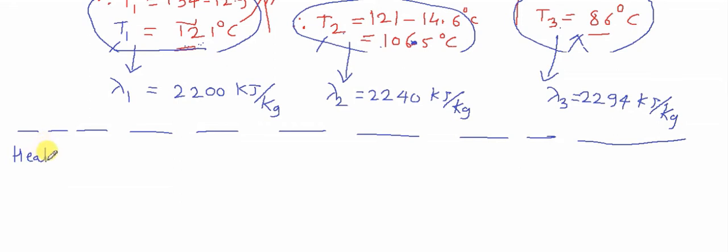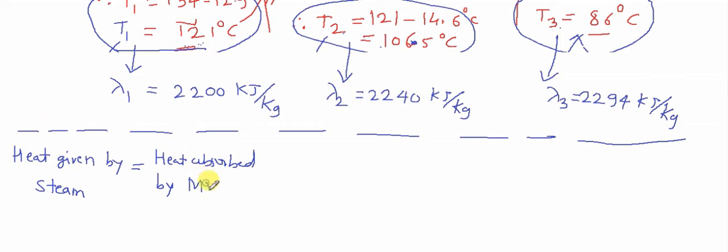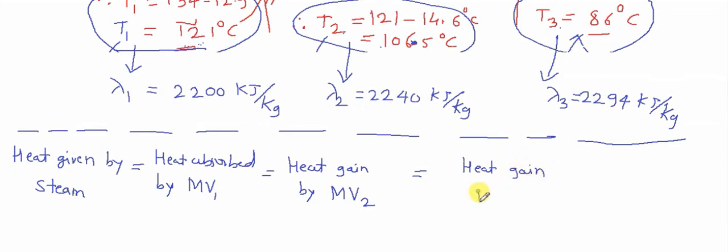So what I am writing: heat given by steam is equal to heat absorbed by mV1, that means vapor is generated, so heat is absorbed by that vapor, mass flow rate of vapor from the first effect, that is equal to heat gained by mV2, and that is equal to heat gained by mV3. So what is the meaning here?